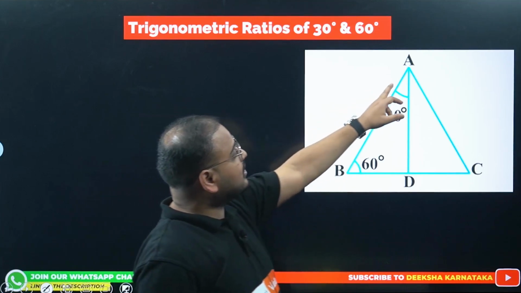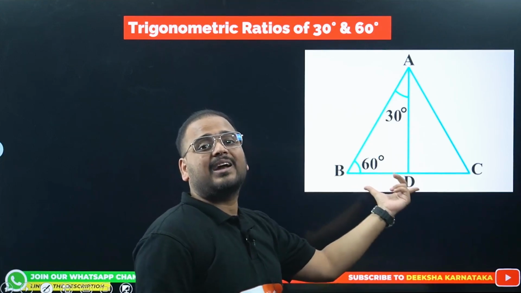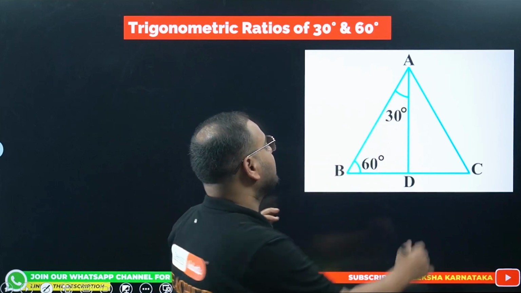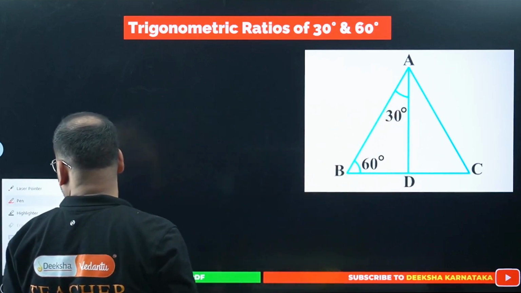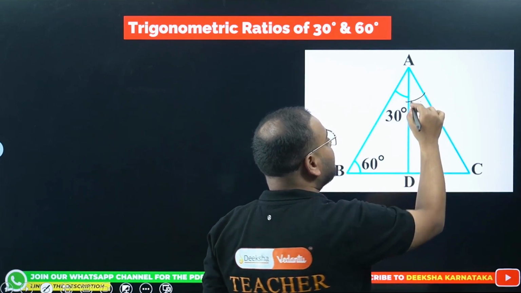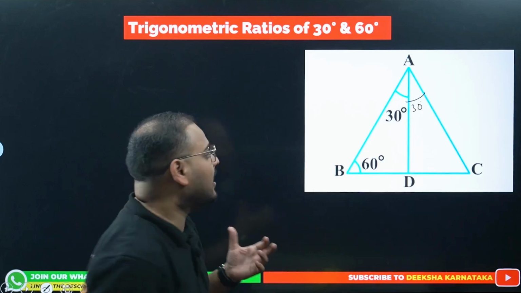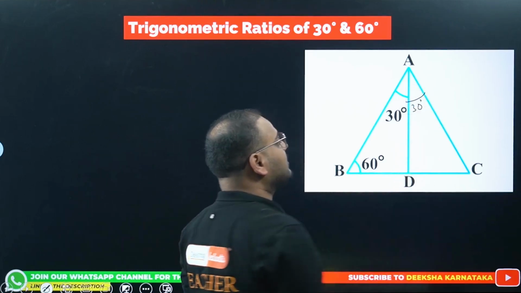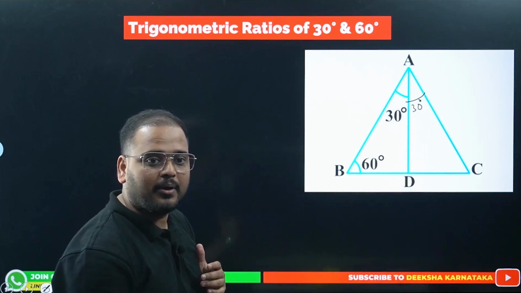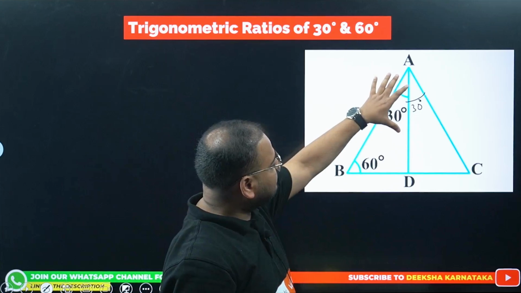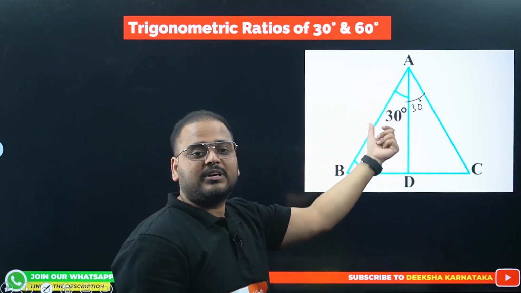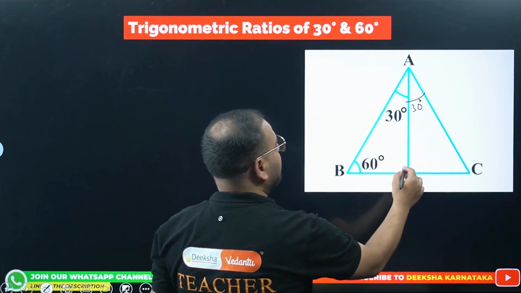What is the next step? Draw the perpendicular bisector of the side BC, which will also be the angle bisector of angle A. So this is 30, and this is also 30 degrees. Why, sir? Because in an equilateral triangle, if you remember, the line which bisects the side, or which is perpendicular to the side, also bisects the angle A. So 30 and 30.